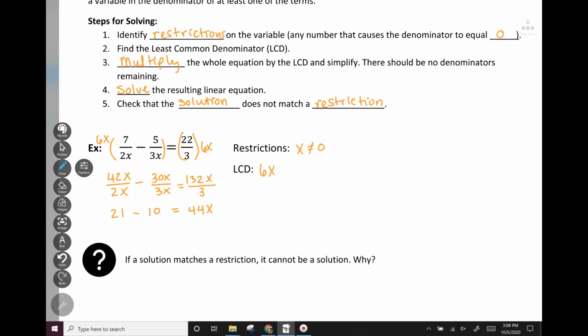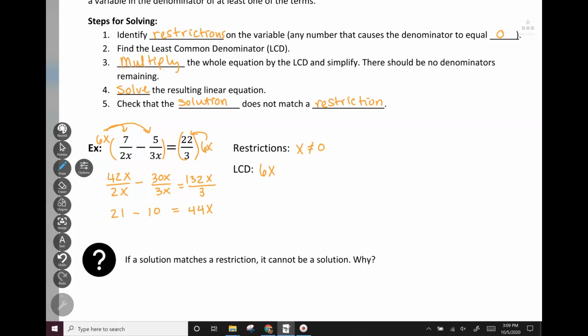And of course, you could think about that another way. When you're distributing and multiplying, you could do 6 divided by 2 is 3, and x divided by x goes away. So then you would just have 3 times 7 is 21. 6 divided by 3 is 2. 2 times 5 is 10. If you're able to do that in your head, go for it. Otherwise, just multiply by the numerator and then reduce the fraction.